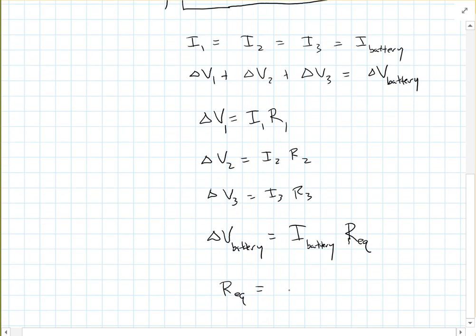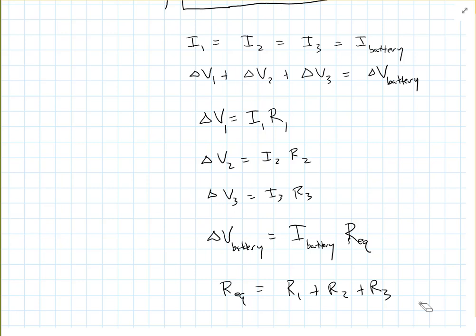So R equivalent is going to be R1 plus R2 plus R3. And if there were more, I could add up more here, but we only have 3. We do not need to calculate uncertainty because we're using a simulated lab here. So I believe the numbers come out very, very close.